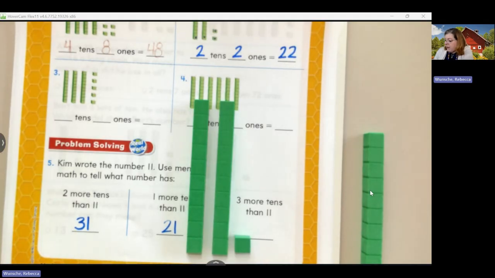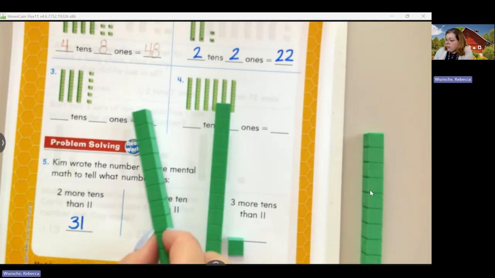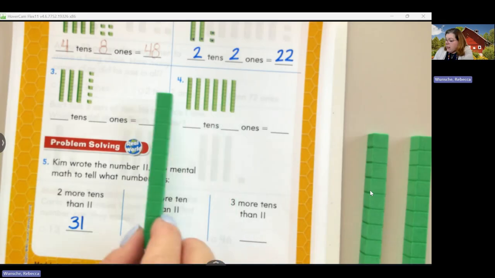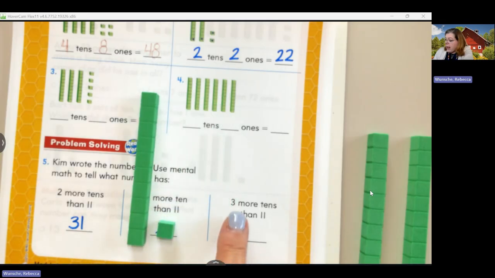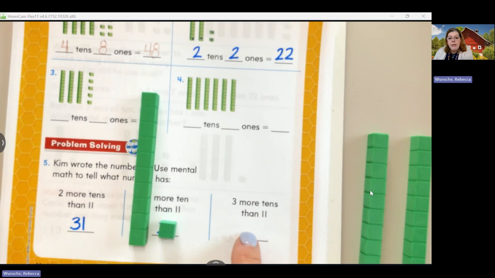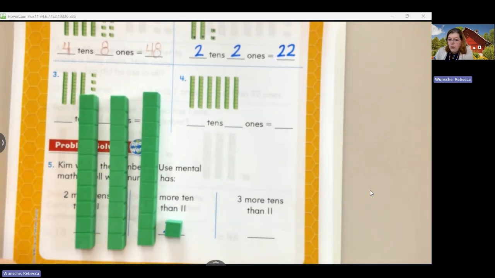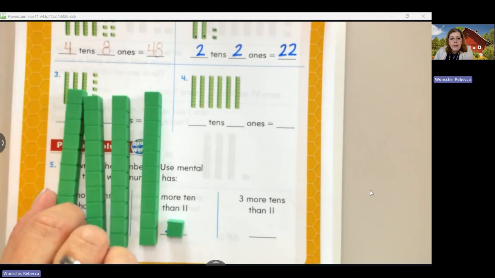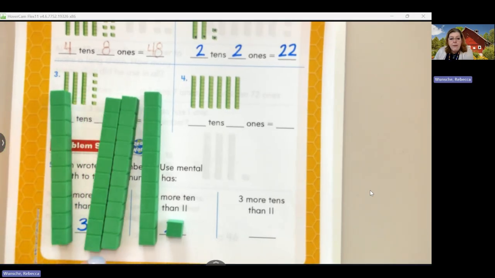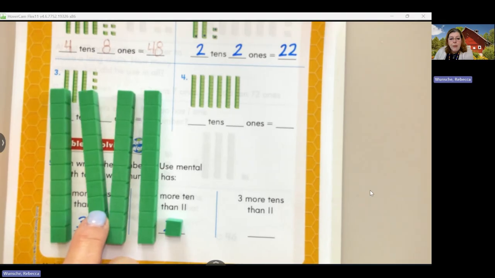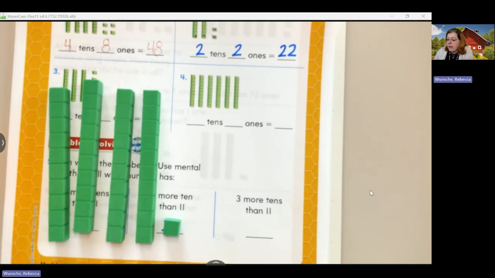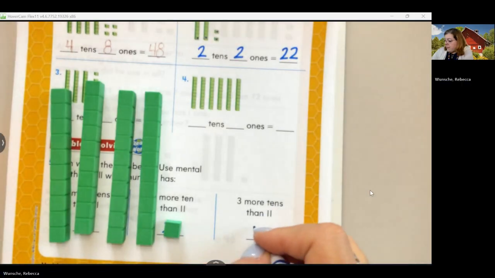I'm going to go back to my original number 11. That's where I started. And this time it asks me to add 3 more tens than 11. So I'm going to add 1, 2, 3 more tens than 11. Again, I'm going to count this number that I've represented with my model, and I'm going to start by counting by tens for my ten rods: 10, 20, 30, 40, 41.